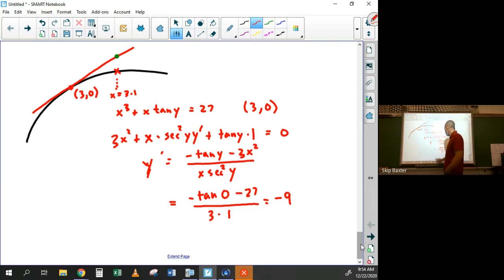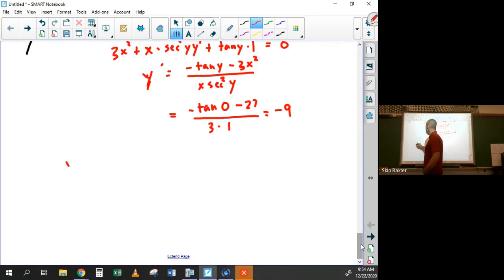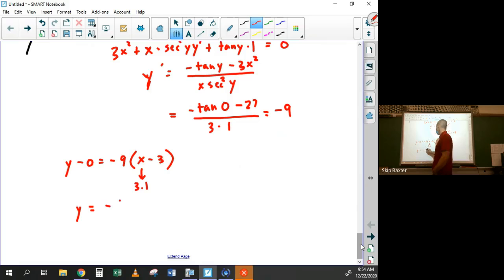So the equation of the line is y minus 0 equals negative 9 times x minus 3. Now you just have to substitute in 3.1 in here to get the tangent line approximation. So y equals negative 9 times 0.1, which is negative 0.9.